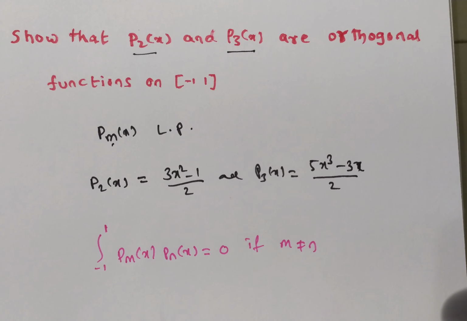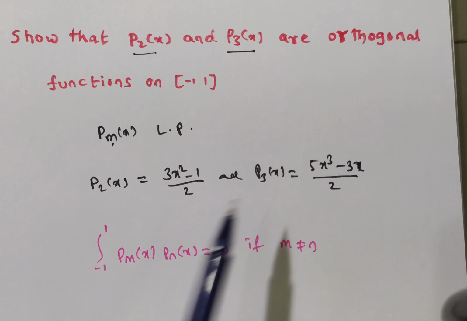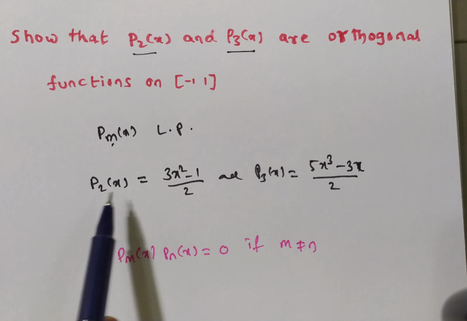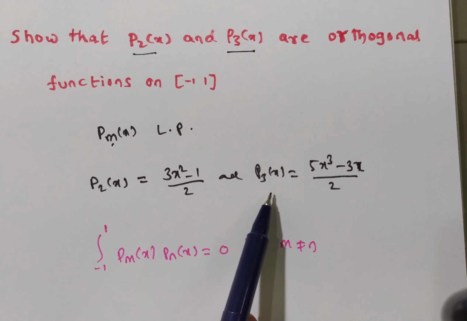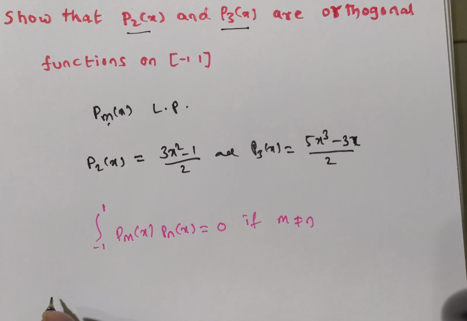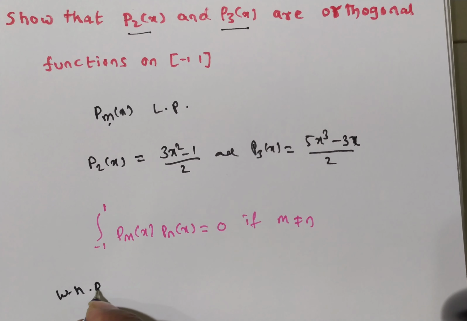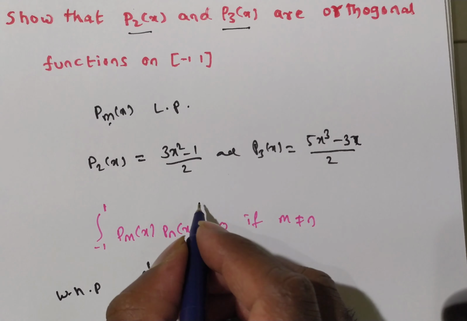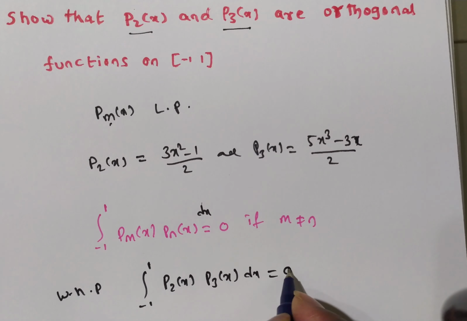So now you see here they are given P2 of x and P3 of x. Now we have to prove these two are orthogonal. Is m equal to n here? If m is equal to 2, n is equal to 3, is m equal to n? No. So now what you have to prove? Integral from minus 1 to 1 Pm of x into Pn of x is equal to 0. That is, we have to prove integral from minus 1 to 1 P2 of x into P3 of x dx is equal to 0.